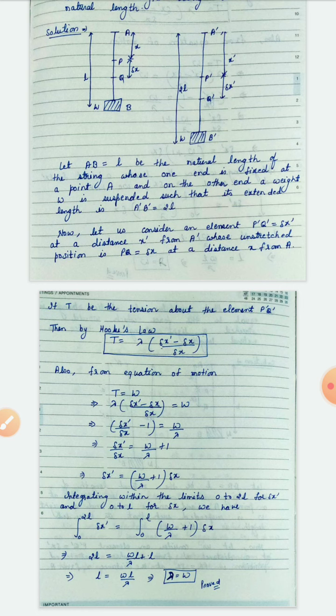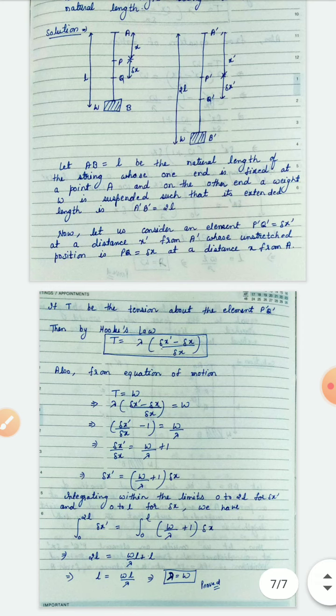Now integrating within the limits 0 to 2L for delta x dash and 0 to L for delta x, we have integration 0 to 2L of delta x dash is equal to integration 0 to L of (W by lambda plus 1) into delta x. After simplifying the integration, we get 2L is equal to (W by lambda) into L plus L. This implies L is equal to W L by lambda, and from here we get lambda is equal to W. That means the modulus of elasticity is equal to the force.